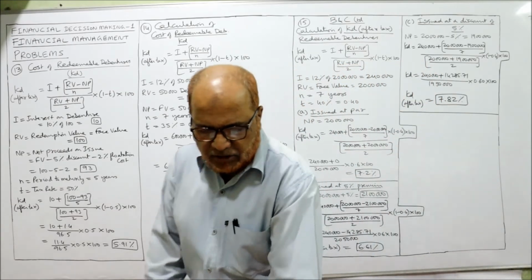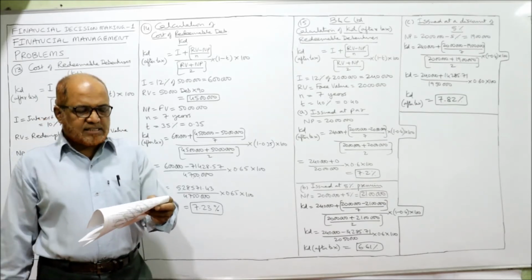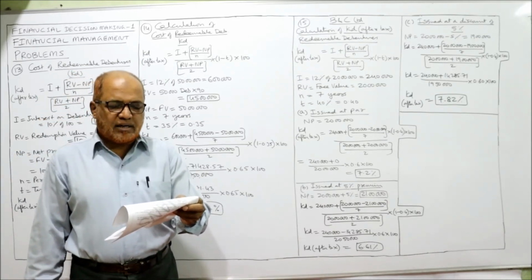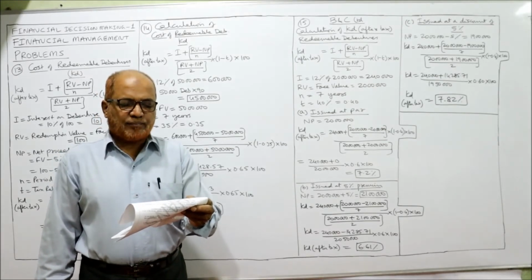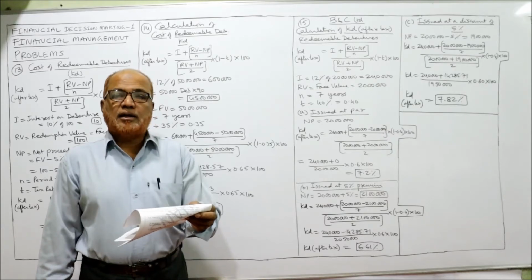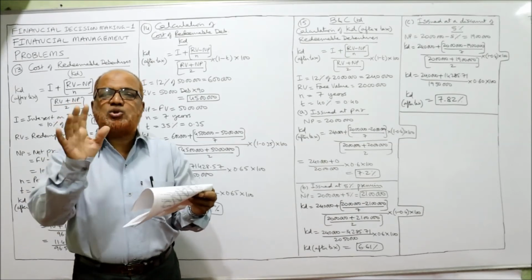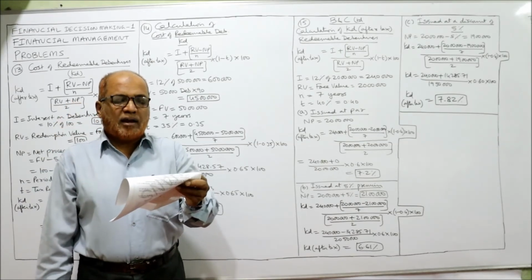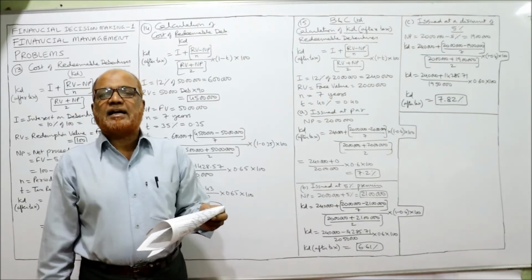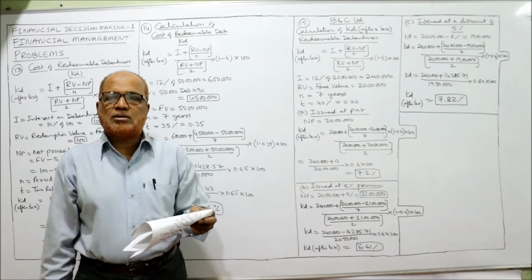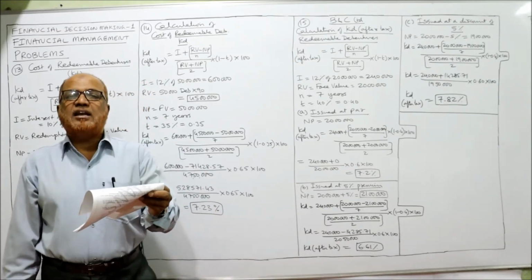Now see the 15th problem. B and C Limited has issued 20,000 12% debentures of 100 each. So 20,000 into 100, you will get 20 lakh. The total face value of all debentures is 20 lakh, and rate of interest is 12%. The 12% of 20 lakhs, you will get 2,40,000. The annual interest is 2,40,000. Redeemable after 7 years, N is equal to 7.